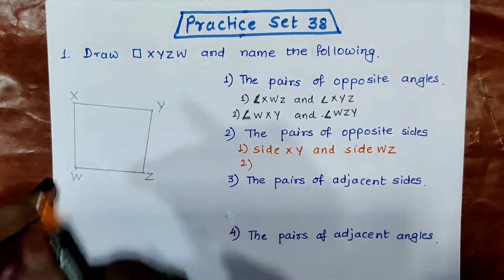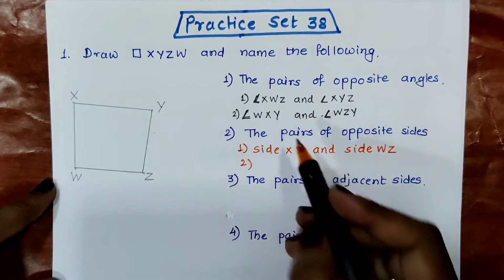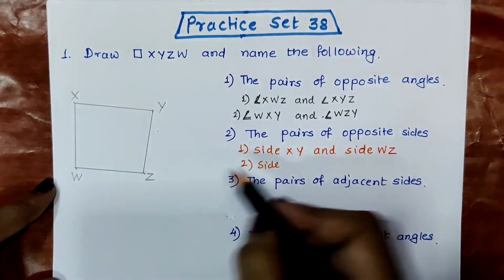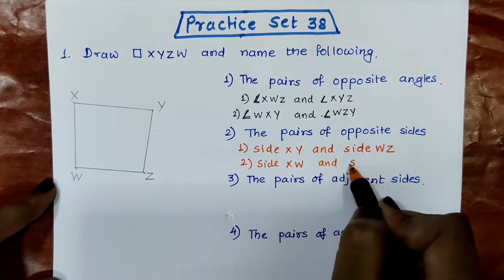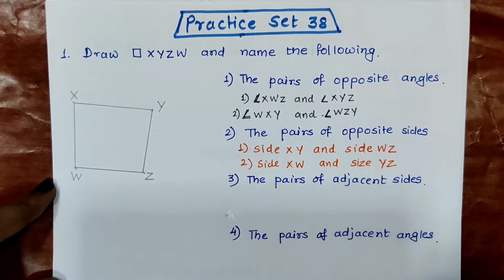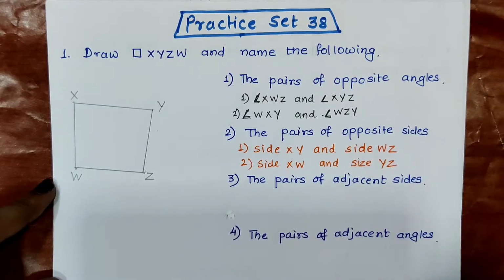Then the second pair, this is the pair of horizontal sides, top side and base side. Then we will see the pair of vertical sides: side XW and side YZ. Okay. So in this way, two pairs of opposite angles and two pairs of opposite sides we have written.